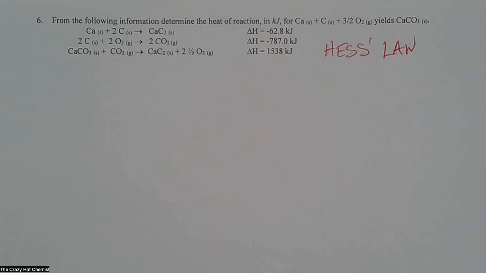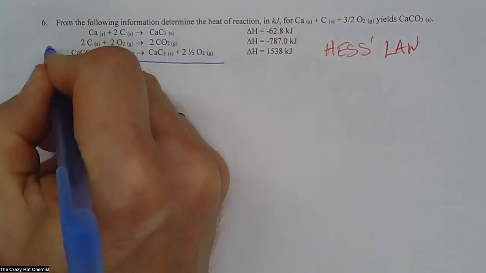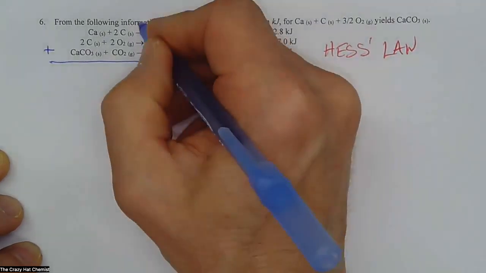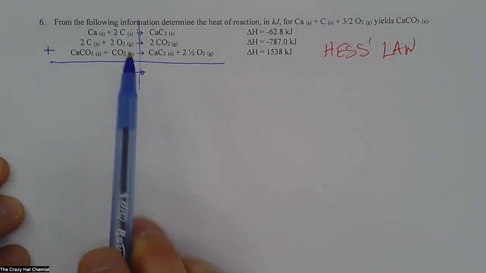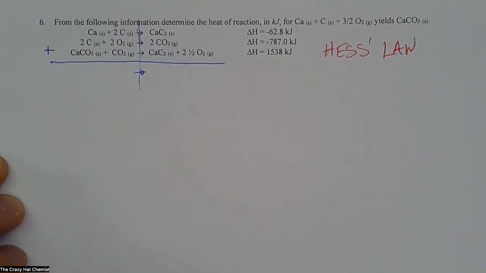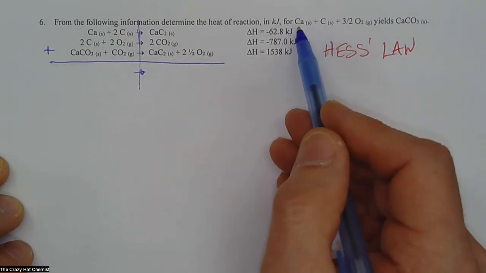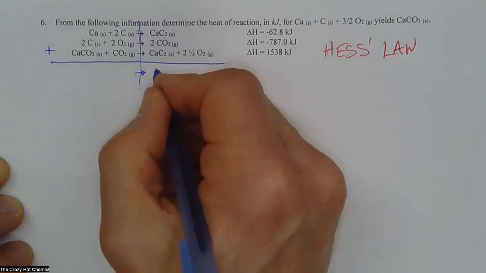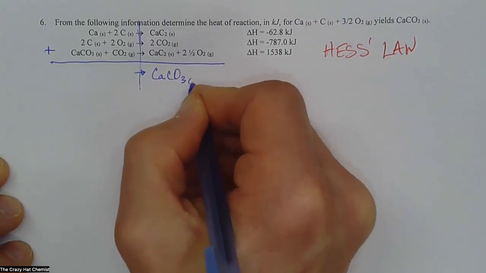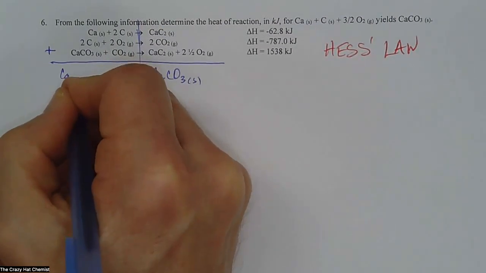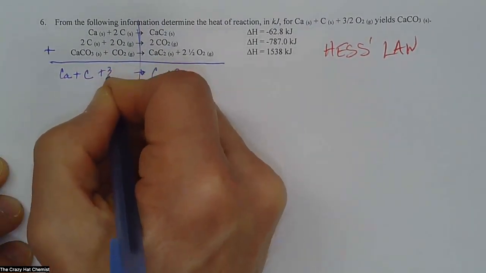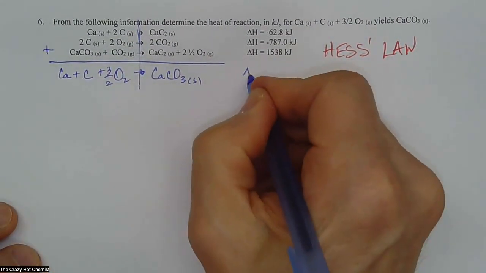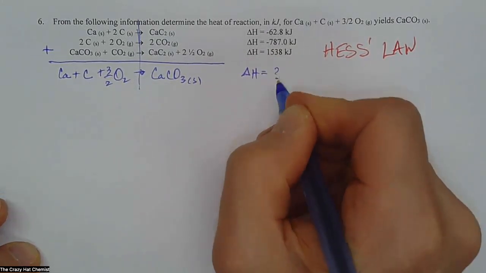Okay, the concept is that we need to add up these equations such that they equal the one that we want. So I'm going to put all our ducks in a row. That is all the arrows separating the reactants from the products in a row. And so what do I want? This is what I want. I want calcium plus carbon plus 3/2 oxygen, and that yields calcium carbonate. And so I'm going to have Ca plus C plus 3/2 O2, just like that. That's what I want, and I need to figure out what is the value for this right here. That's what I'm looking for.